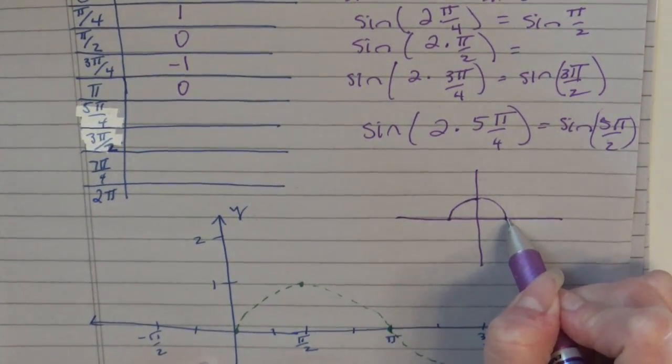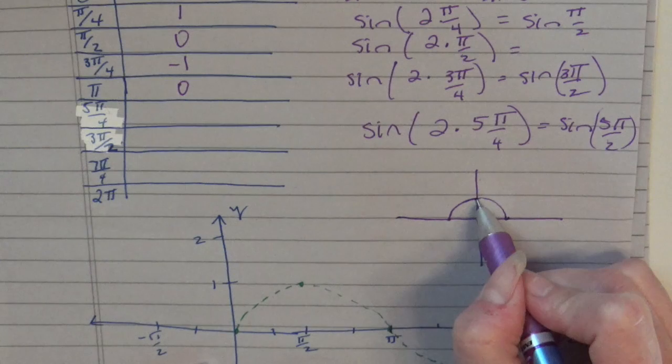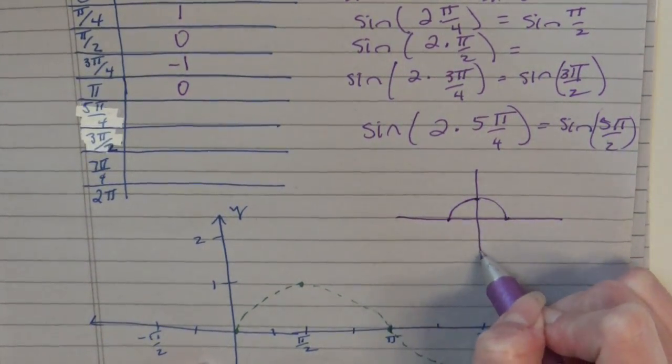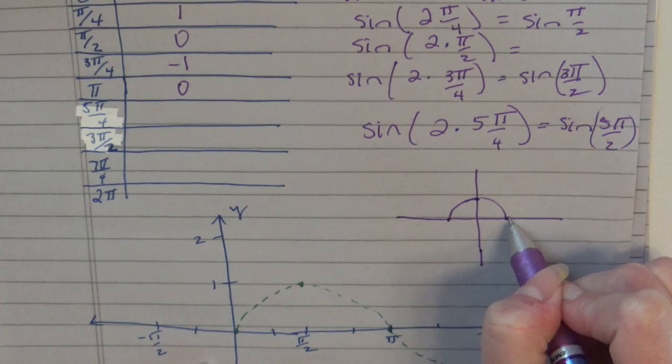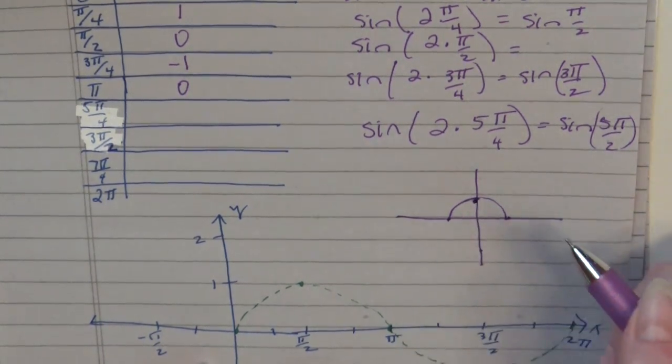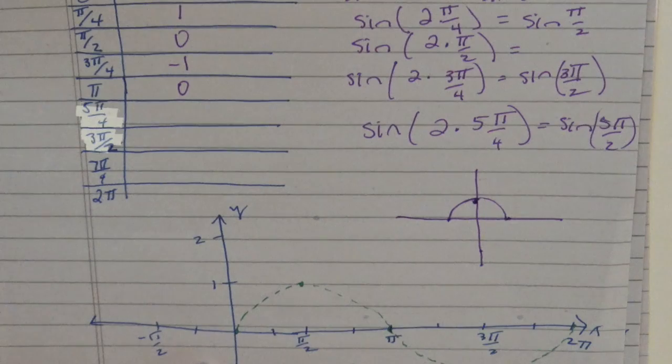Starting here, this is 0 degrees, and then here we are at pi over 2. This is 2 pi over 2, 3 pi over 2, 4 pi over 2, and there's 5 pi over 2. The reference angle for the sine of 5 pi over 2 is the same thing as finding the sine of pi over 2. So what's the sine of pi over 2? That's 1.